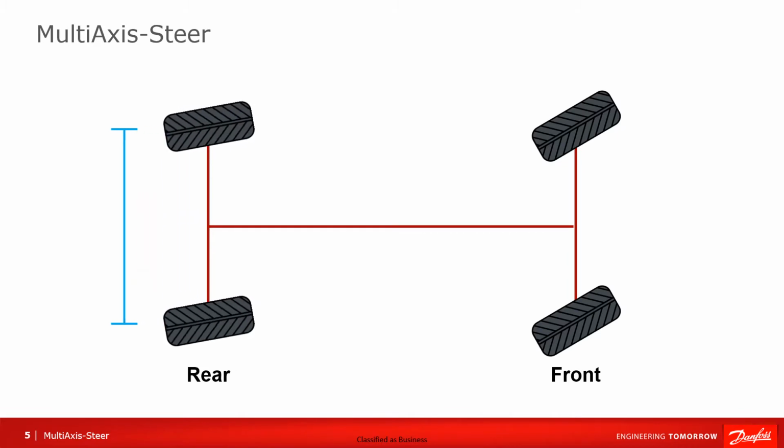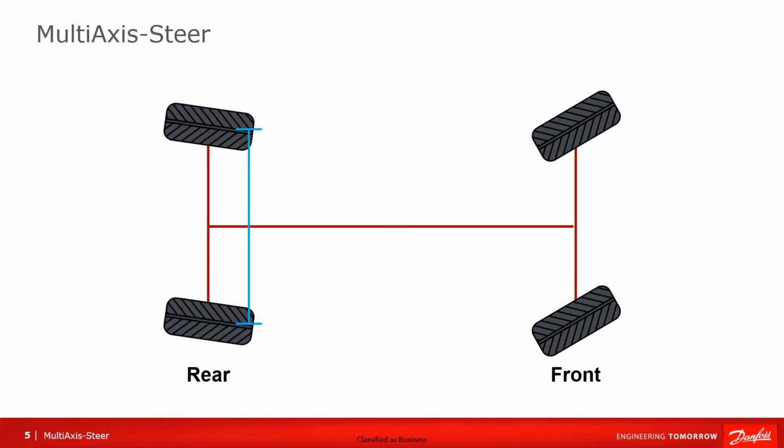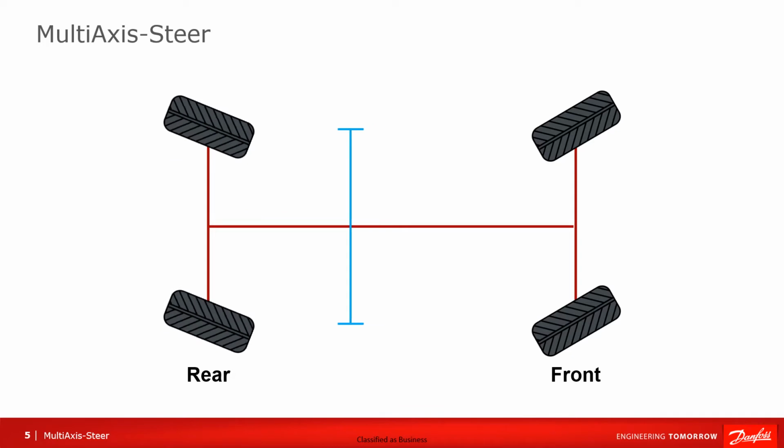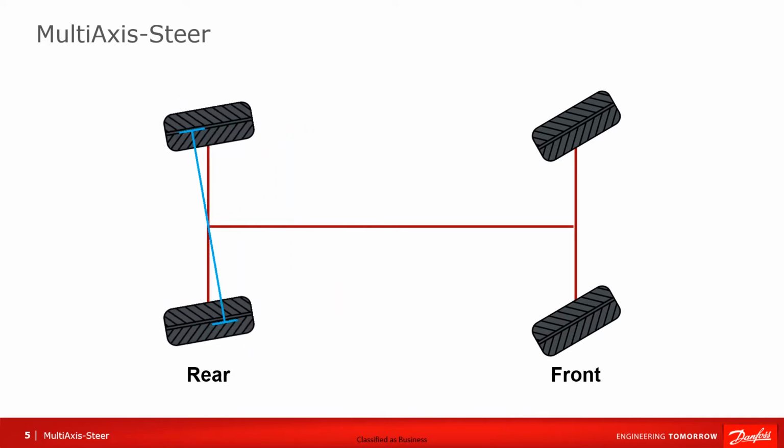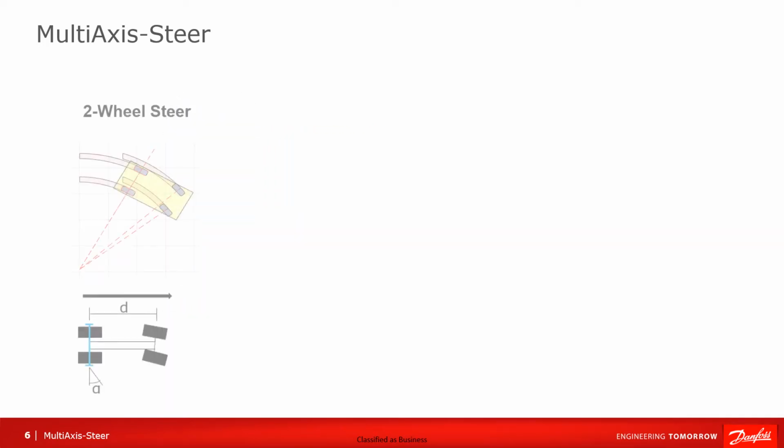Multi-axis uses a virtual axis to set what point the machine is turning around. This is used to determine what steering mode the machine is in. For example, in two-wheel steer, the axis is in line with the rear axle, so the front wheels will turn while the back stay in the same position.